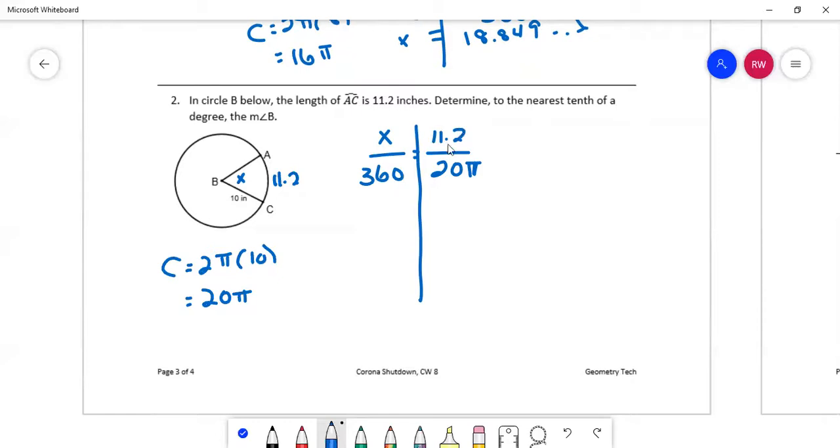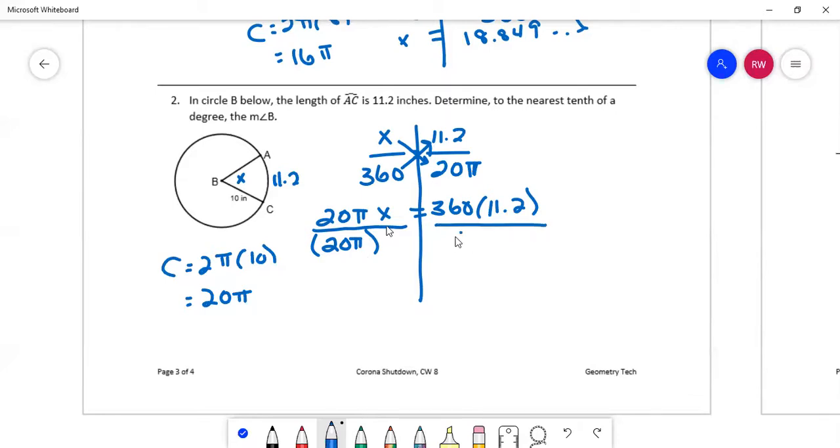Remember last time, this is where my x was. Now this is where my x is, but you guys are smart enough. You know better than that. You know how to handle this. Cross multiply. 20 pi x is equal to 360 times 11.2. I want to get x all by itself, and there's a 20 pi over here, so I'm going to divide by parentheses 20 pi. Remember, when we're dividing by 20 pi, don't just divide by 20 then pi. You have to divide by parentheses 20 pi, close the parentheses.